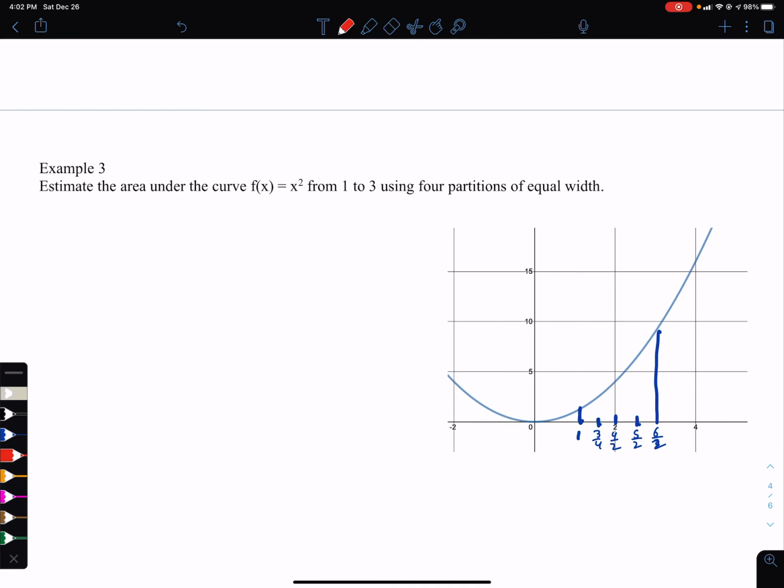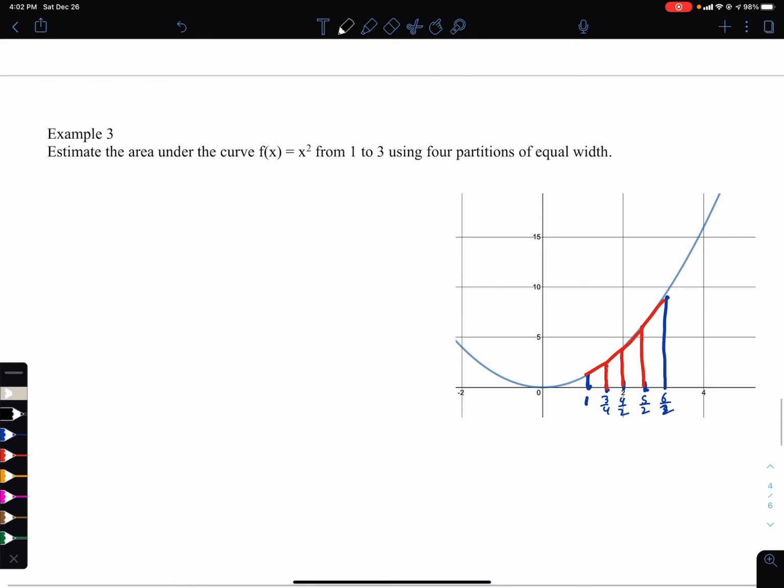So that's my picture. Okay, there are my 4 trapezoids. So to estimate the area under the curve and net area, you integrate from 1 to 3 of your function.